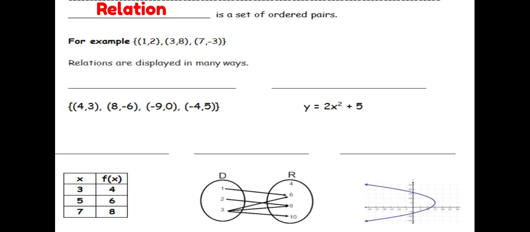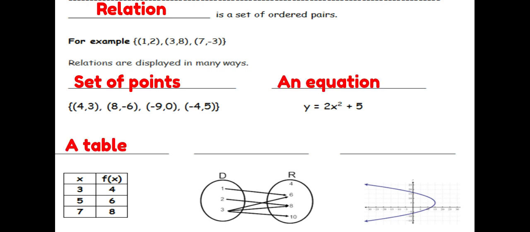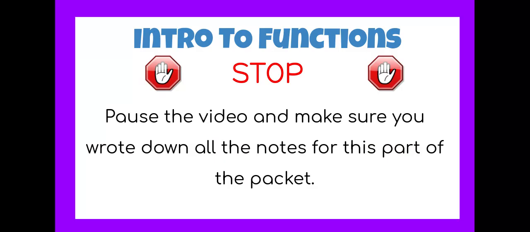Relations can be displayed in many ways, and these are the five that we can write them as. They could be a set of points, an equation, a table, a function map, or a graph. Those are the five ways we display what a relation could be like. Please pause the video and make sure you wrote down all of those notes for this part of the packet.